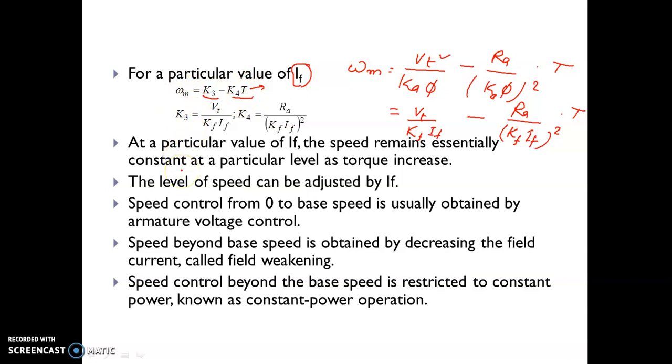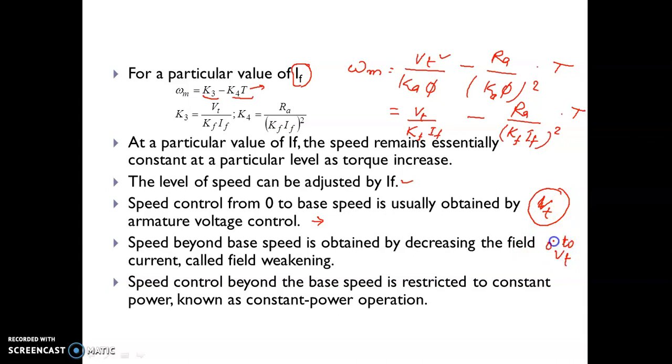The level of speed can be adjusted by IF. Here generally we are not keeping its value constant; we are changing it. So by changing the field current, we will be able to adjust the speed of DC motor. A speed control from 0 to base speed is usually obtained by armature voltage control. I have told you that the armature voltage Vt cannot go beyond its rated value. You can only go below its rated value. So Vt you can change from 0 to Vt.